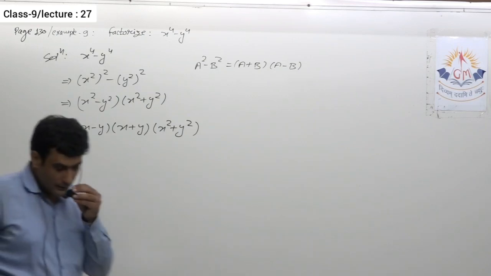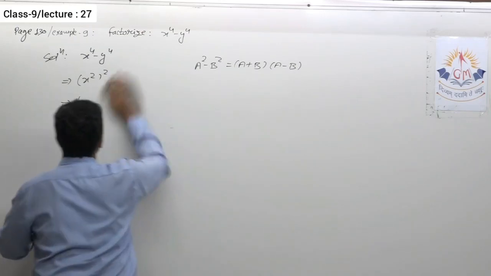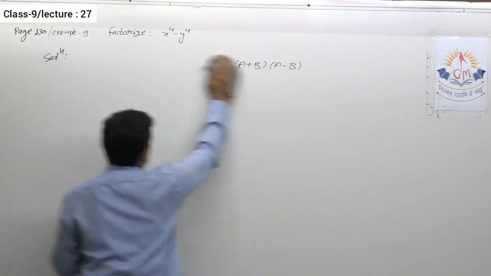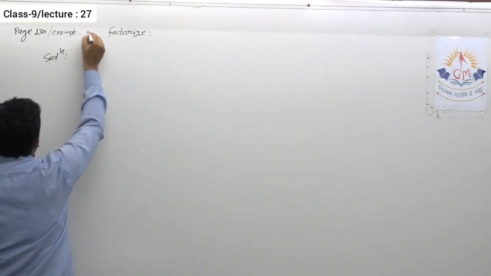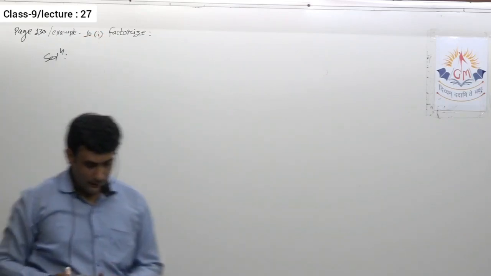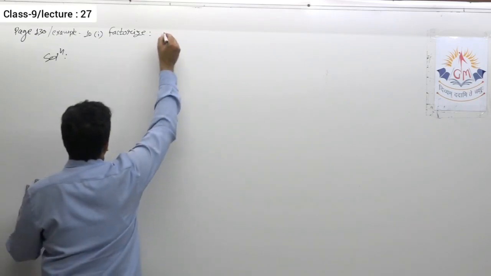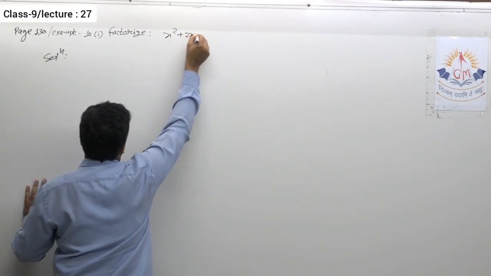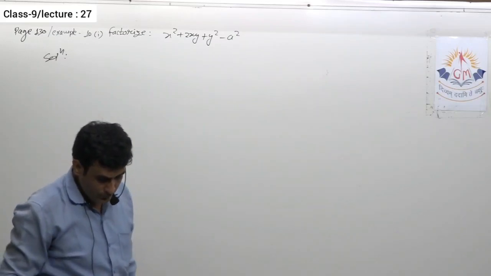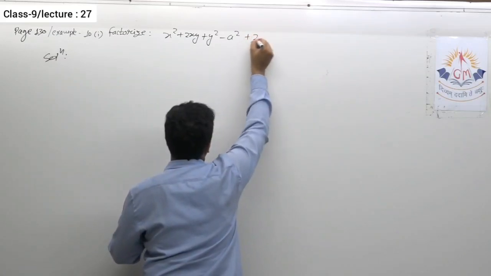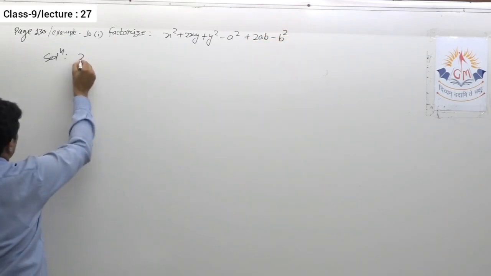Okay, now let us see the next question. Example number 10, from the same page number. Its first part we will solve: x square plus 2xy plus y square minus a square plus 2ab minus b square. Let us see how to solve this.